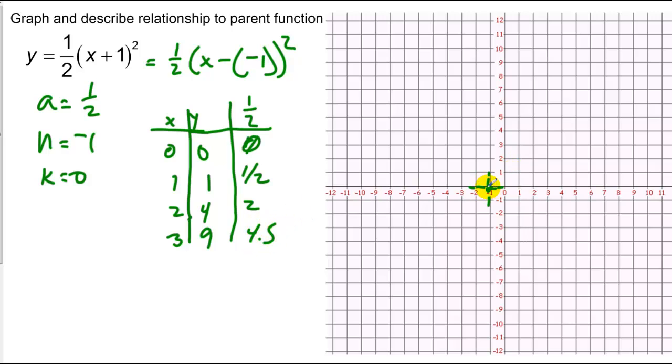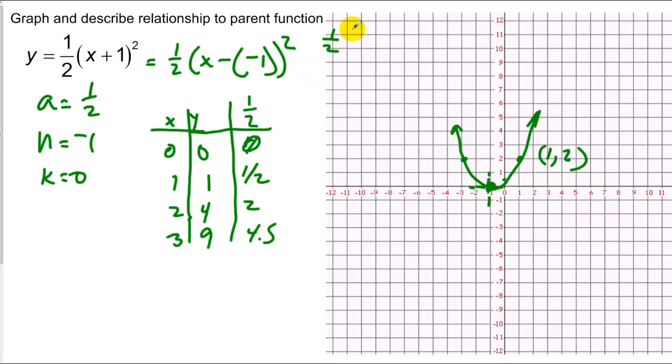So here's my 0, 0. I move over 1 and up a half on both sides, over 2 and up 2 in this case, and I'm going to probably want to check that. I know I forgot to do it in the last problem, but this graph appears to be wider than our previous graphs. So I'm going to check a point of 1 and 2. Let's pop that in here.